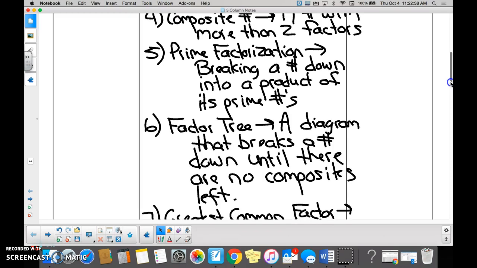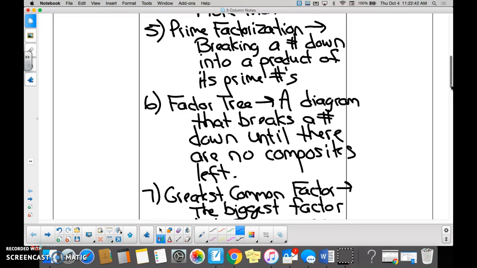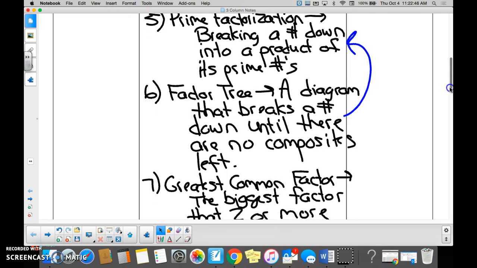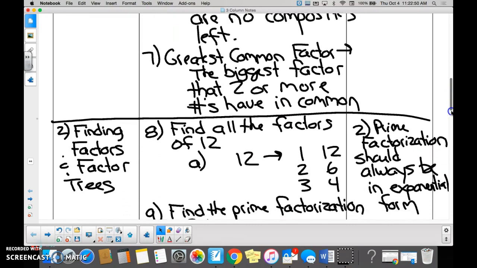Prime factorization, you break a number down into its primes. You use a factor tree to find prime factorization. And greatest common factor is basically the opposite of what we're talking about here in number 2, which is finding factors in factor trees.